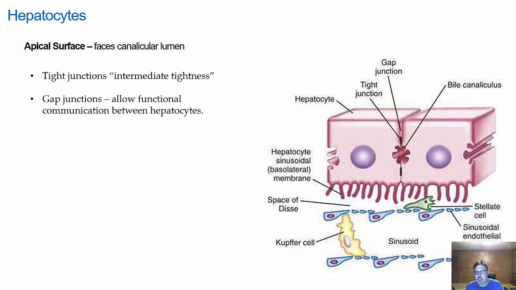Now, when we look at the tight junctions between the 2 hepatocytes, these are what we like to think of as an intermediate tightness, which means they do allow little things to go through, but they do have a pretty good tight barrier to prevent most things from crossing. Gap junctions are connecting the cells together. So here we can see a gap junction between these two hepatocytes. And that's going to allow for the diffusion of small electrolytes and small molecules in between the two cells.